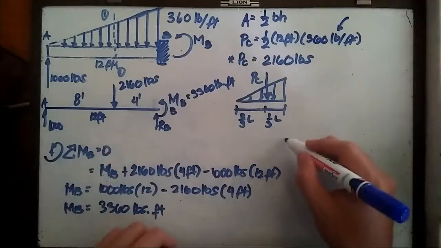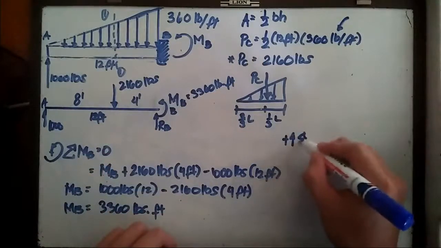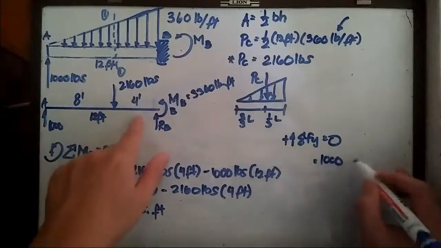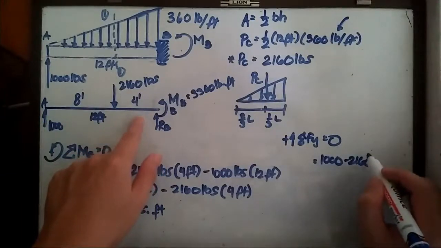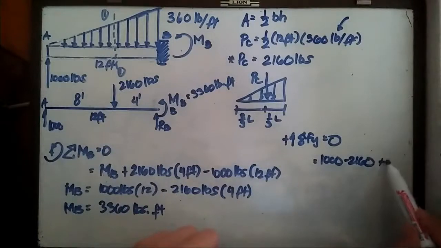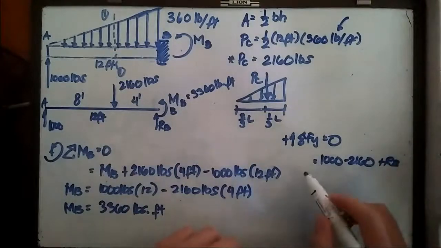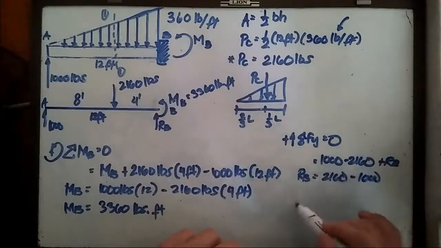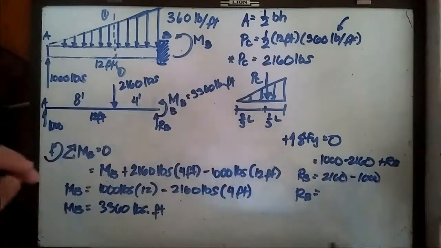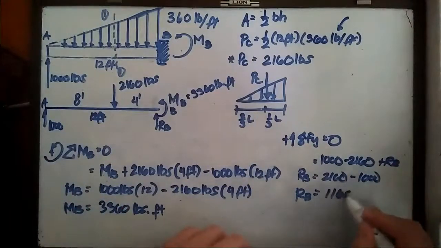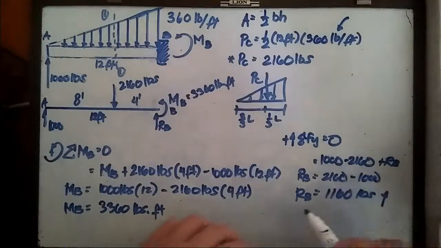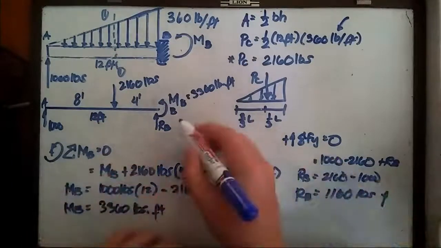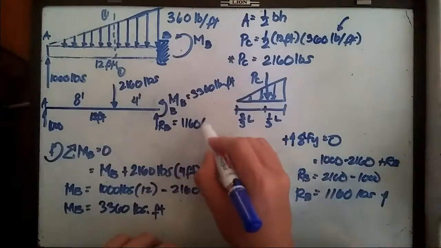If you want to solve for R sub B, you can simply use the summation of forces. Summation of forces going up along the y-axis is positive. So that should be 1,000 minus 2,160 plus R sub B equals 0. Solving for R sub B, R sub B is equal to 2,160 minus 1,000. The reaction at B is 1,160 pounds going upward. Since we have this positive answer, our initial assumption was correct. So this one is equivalent to 1,160 pounds.